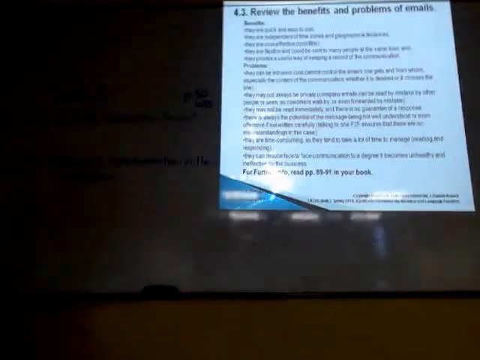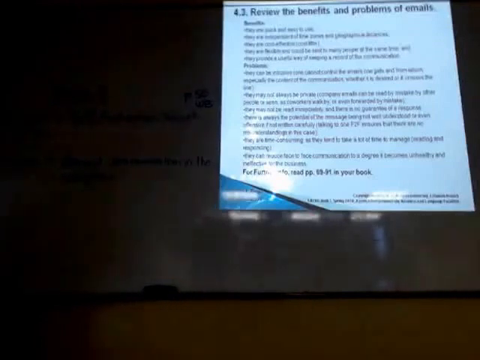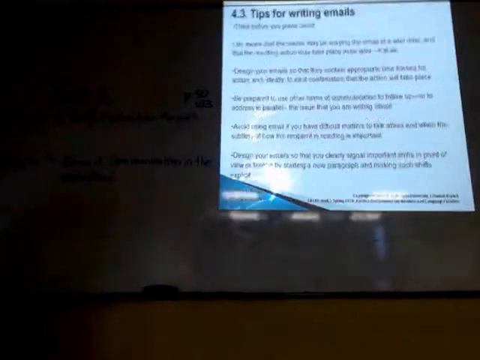Okay, we already discussed this point. Okay, there is more information. These points are elaborated more on pages 89 to 91 in the book. Okay, but this is the summary of the main points that you need to know. The benefits and problems of email communication.